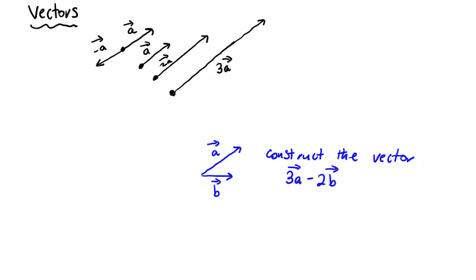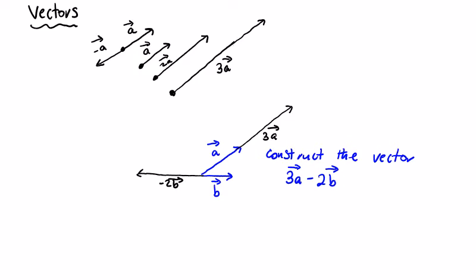So if we have vectors that look like this, A and B, and you're asked to construct a vector 3A minus 2B, we extend A out 3 times its length, approximately, get to here. And if we go back in the opposite direction to B twice the length, we'll get to about here. So this is minus 2B, and this is my vector 3A. Don't forget your arrows on top.